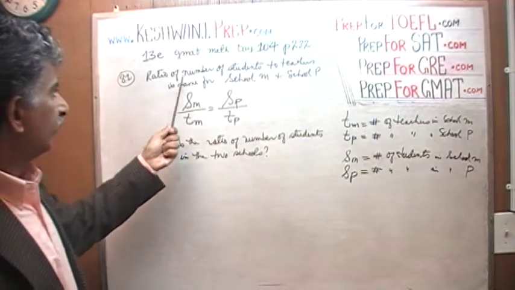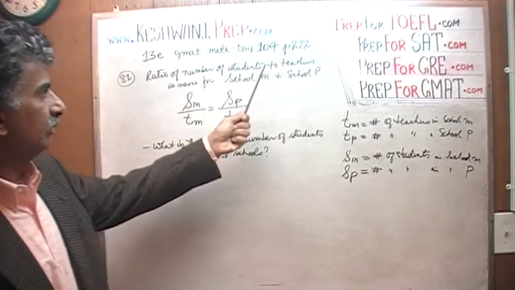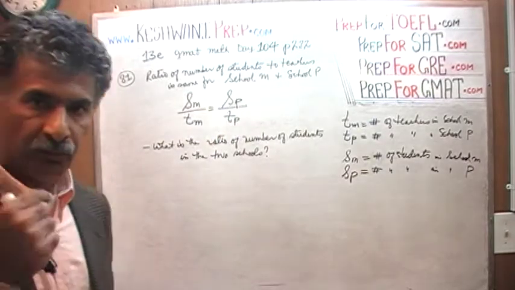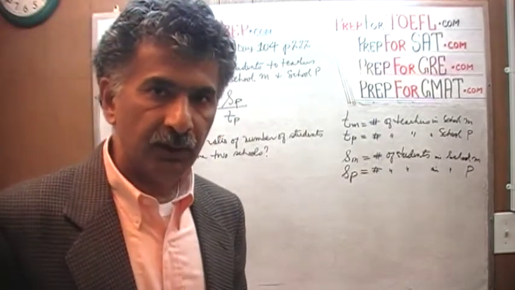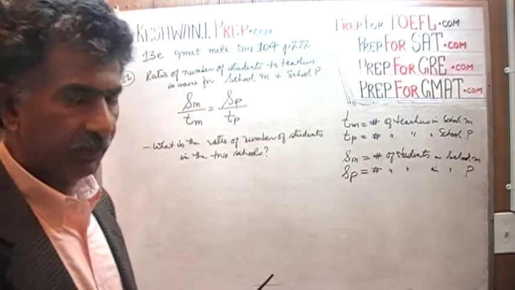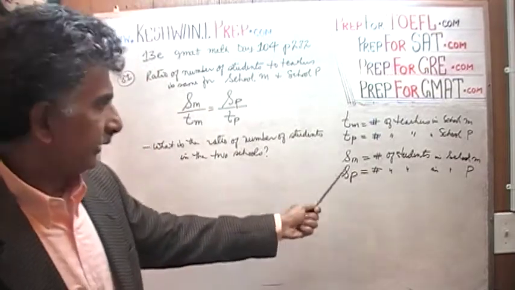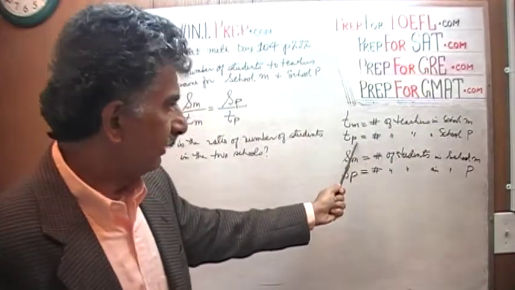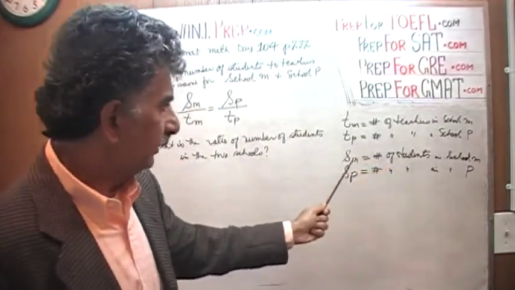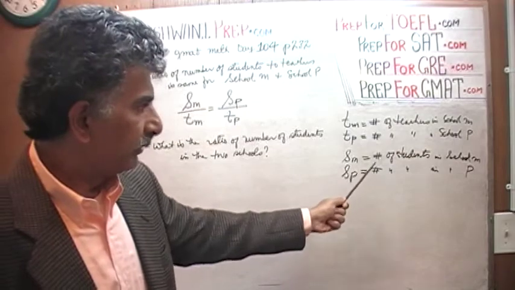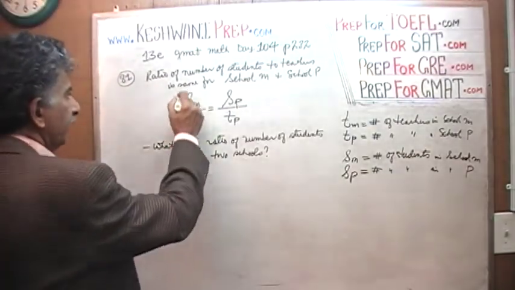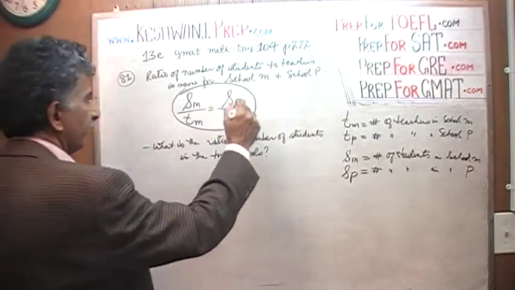We are told that the ratio of number of students to number of teachers is the same for both schools. The ratio of students to teachers is the same for school M as it is for school P. These are the symbols that we're employing here. T with subscript M will represent the number of teachers in school M, T with subscript P for number of teachers in school P, and S with subscript M for number of students in school M, and so forth. So they're telling us that this ratio is the same. This is given.